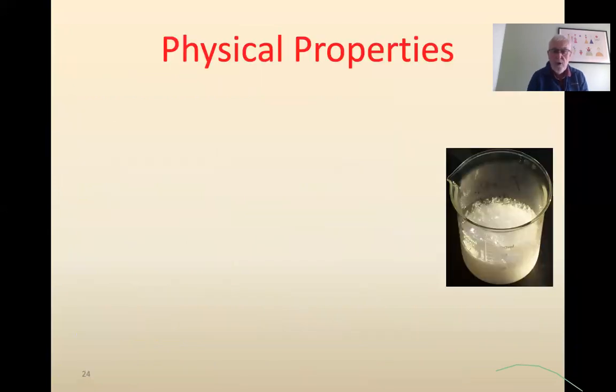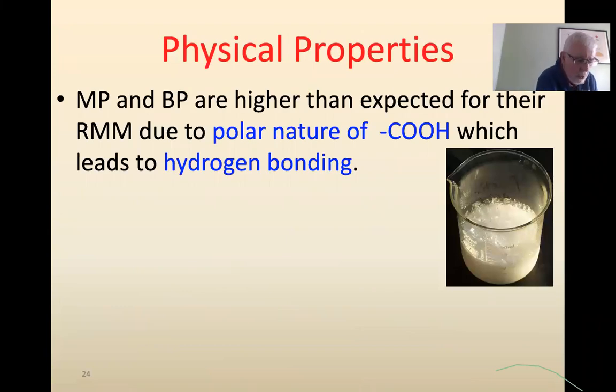Let's just talk briefly about the physical properties. The melting points and boiling points of carboxylic acids are higher than expected for the molecular masses. Why? It's due to the polar nature of the COOH group, which leads to hydrogen bonding. Hydrogen bonding makes the molecules stick together more. You'll have come across it if you do biology. Hydrogen bonds hold the 2 chains of nucleotides together in DNA.